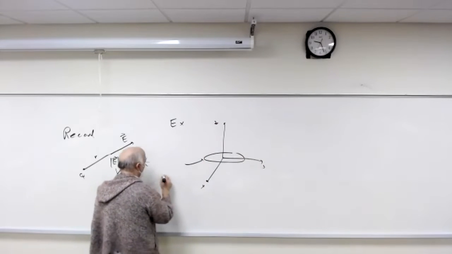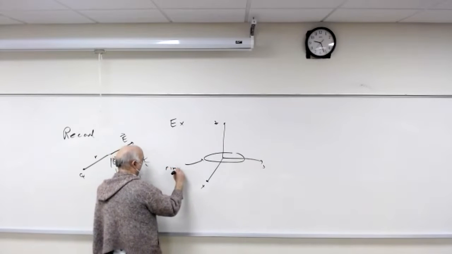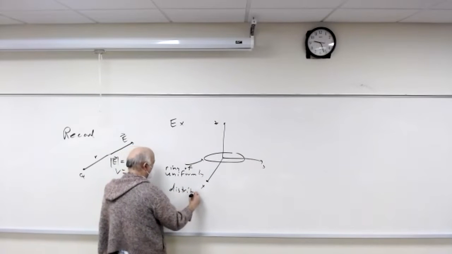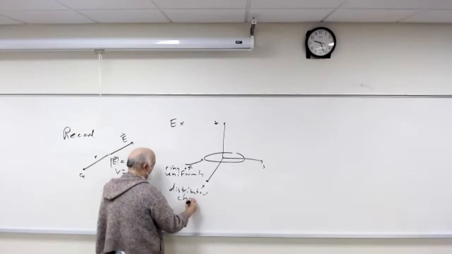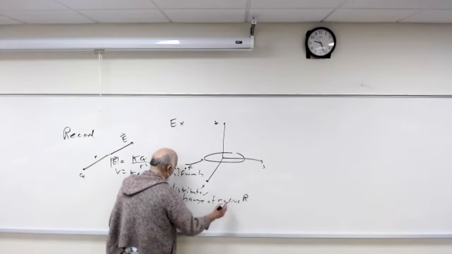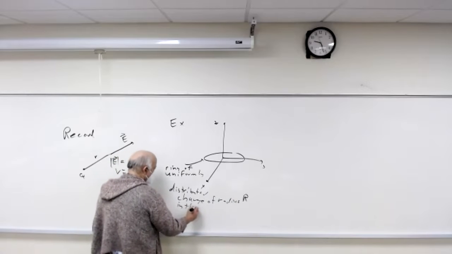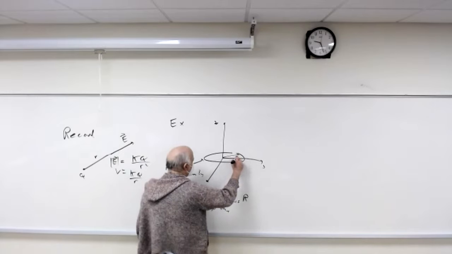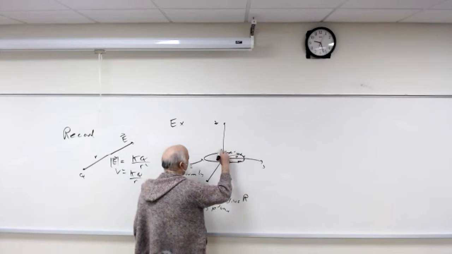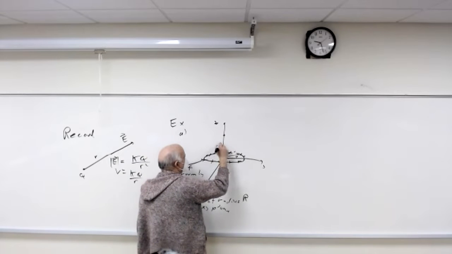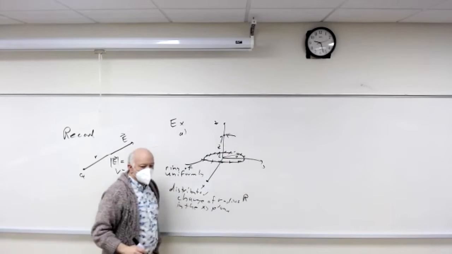So this is a ring of uniformly distributed charge of radius r in the xy plane. This is r. So I have positive charge all the way along here like this, all uniformly distributed. And this is going to be part A. This is Z.